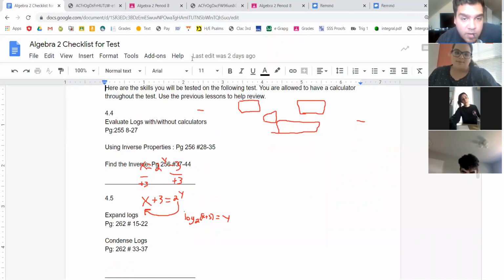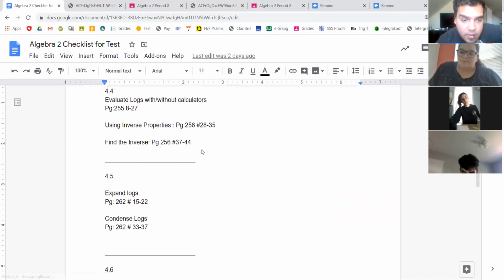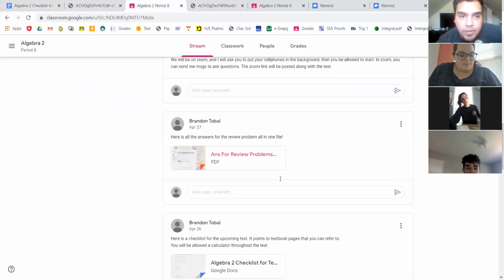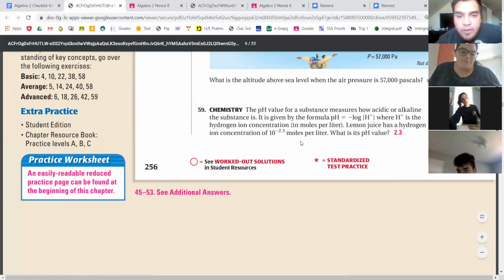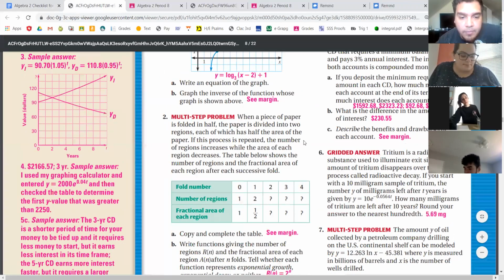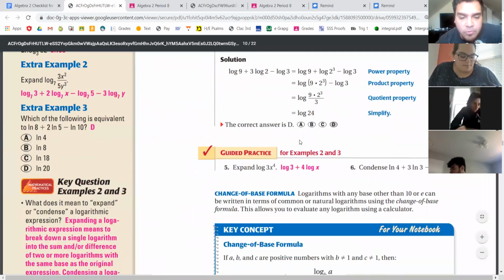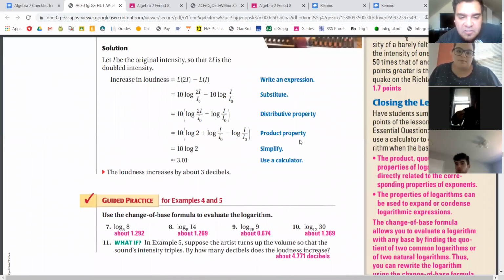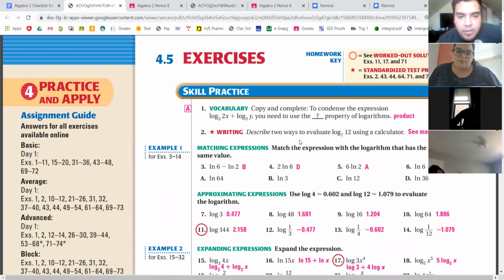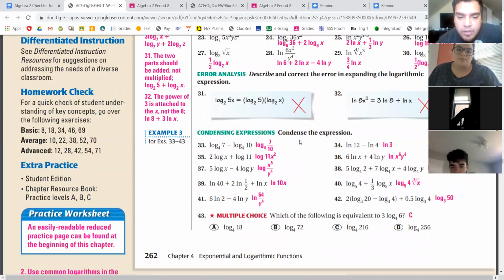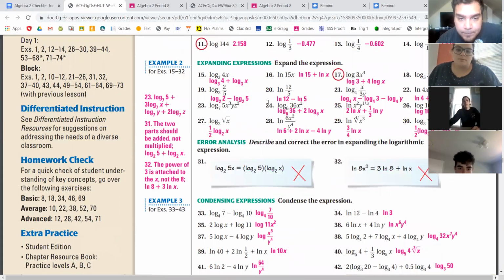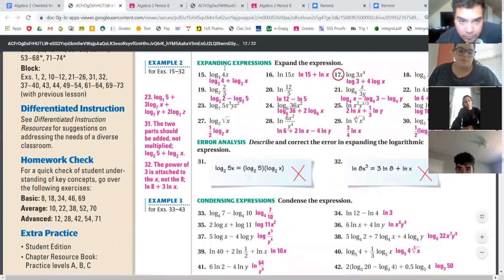Okay, so let's go to the next one. Let me clear all this drawing. So we're going to go to 4.5. Let's go to page 626. Expanding and condensing. A lot of people, even in, I remember teaching accelerated, have problems with expanding and condensing. Our expansions and condensing will be at biggest 3 pieces, but they're still a little tough sometimes. So there's nothing to be ashamed of if you're having a hard time.